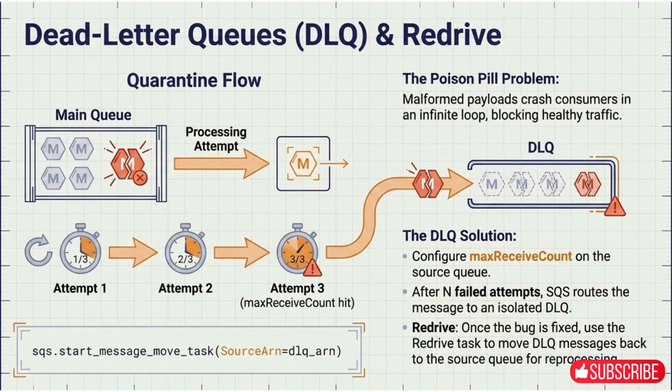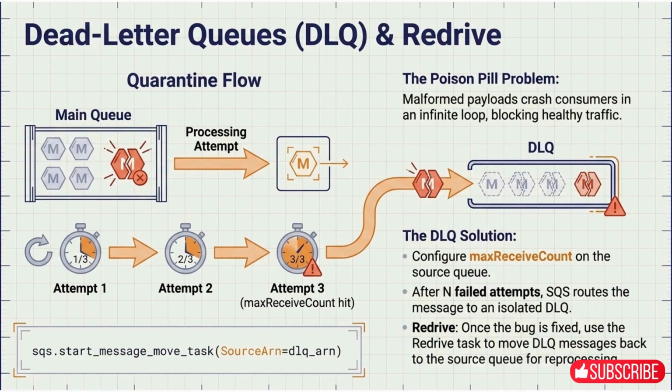A poison message is a message that repeatedly fails because of malformed data, an unsupported schema, or a permanent business error. Without a dead letter queue, the message can return again and again, consuming capacity and hiding healthy traffic. Configure a redrive policy on the source queue with a max receive count. After that many failed receives, SQS moves the message to the DLQ for isolation and investigation.